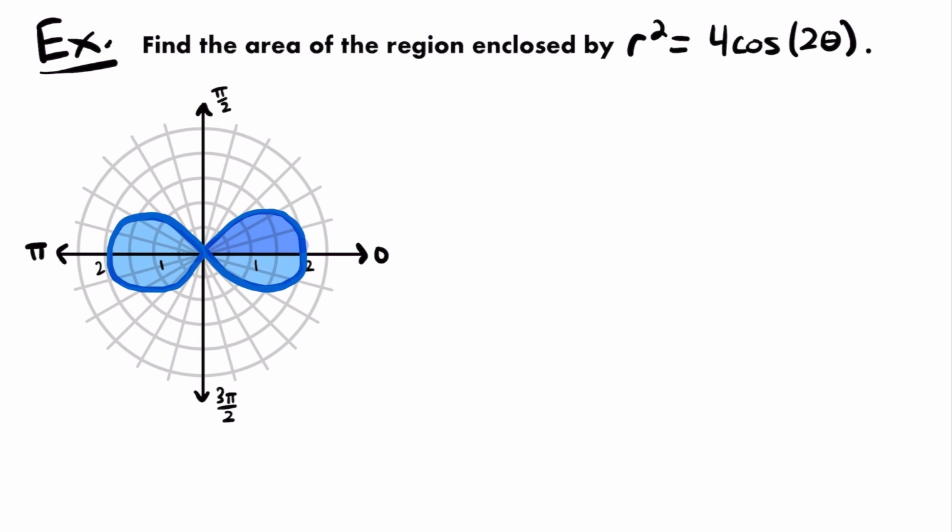Remember that we will use the definite integral, that the area is equal to 1/2 times the integral from alpha to beta of r squared times d theta. We know that r squared is equal to 4 times cosine of 2 theta. That's a pretty easy substitution. But determining alpha and beta, our angles of theta, is going to be the tricky part.